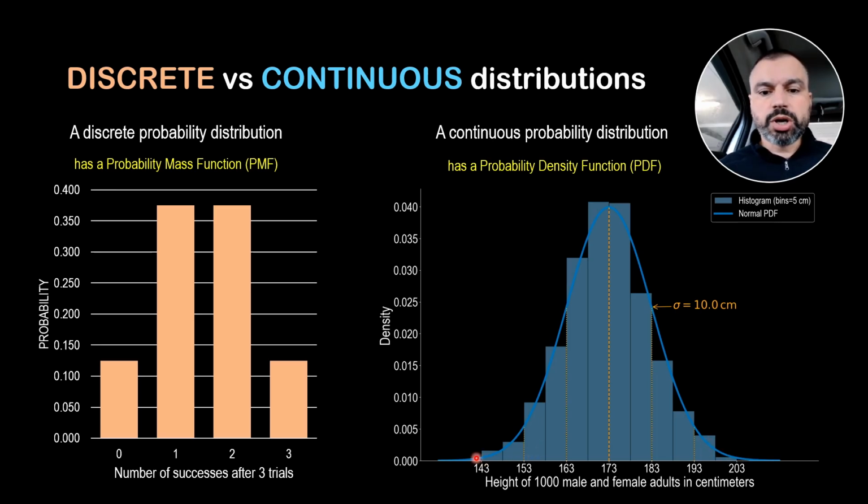Continuous distributions can also be represented with histograms, where we're going to calculate the area of bins. Here we have bins with a width of 5, and we calculate the area of one or several bins by multiplying its density by its width. So the probability of someone falling between 163 and 168 is going to be equal to the density of this bin times its width, which is 5.